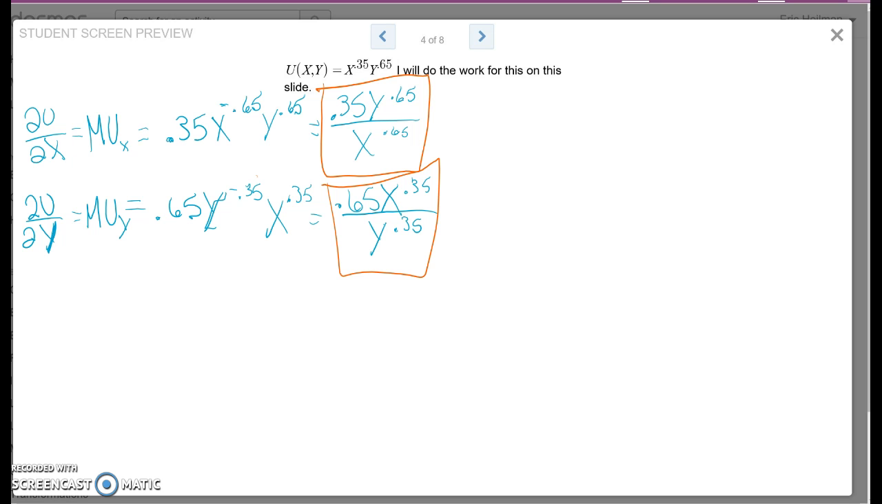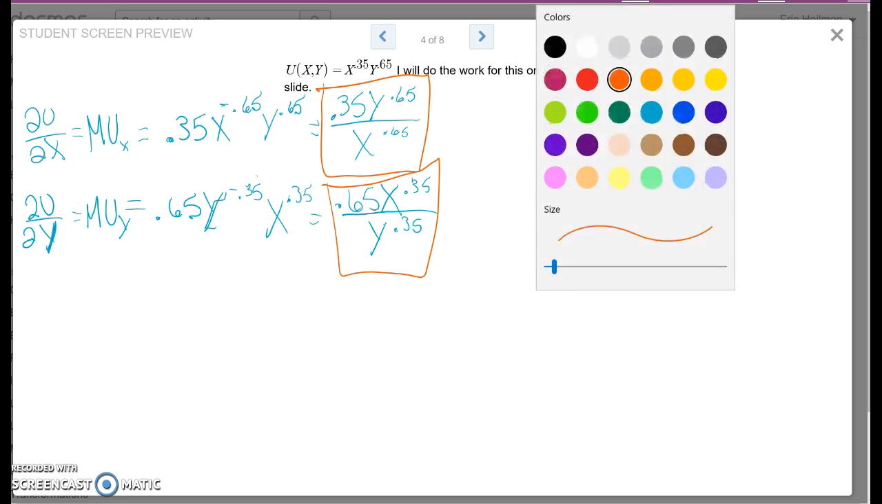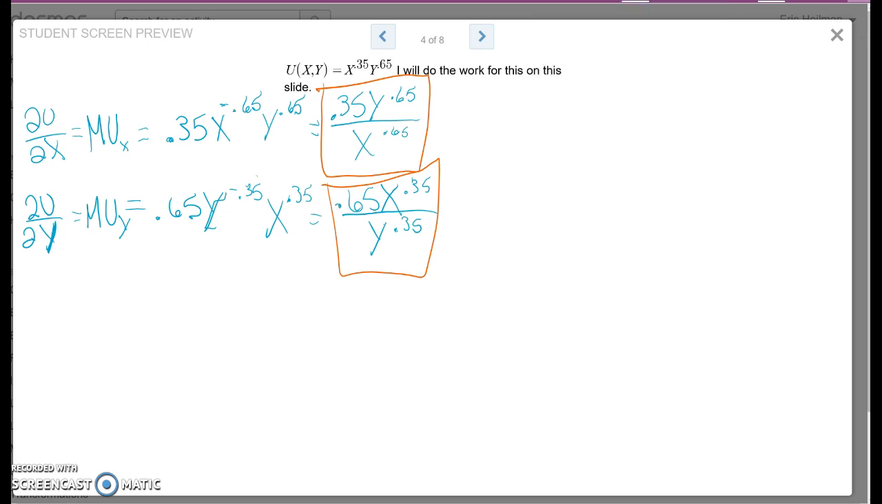Okay, so now we need to find the marginal rate of substitution. Hopefully, as you recall, the marginal rate of substitution is just the ratio of the marginal utility of x divided by the marginal utility of y. So go ahead and try to work this out. You should get some nice simplifications. And I will pop up the answer in just a second.